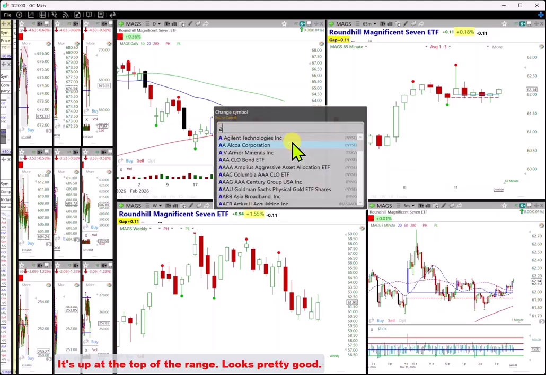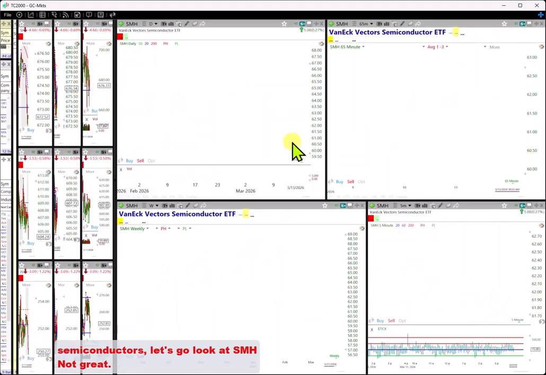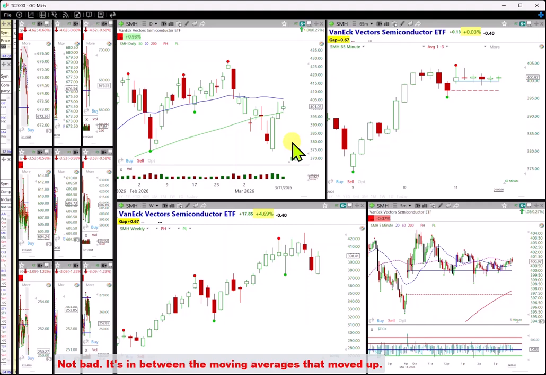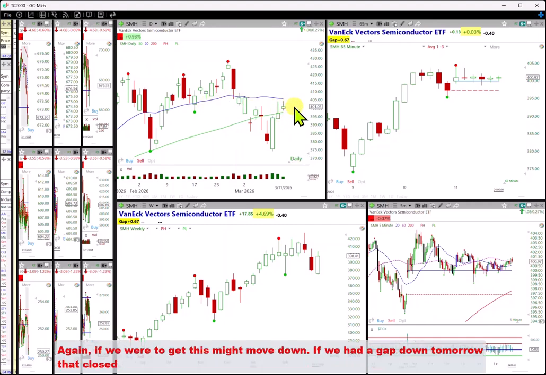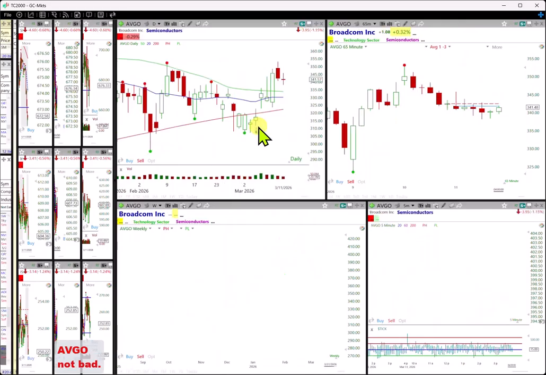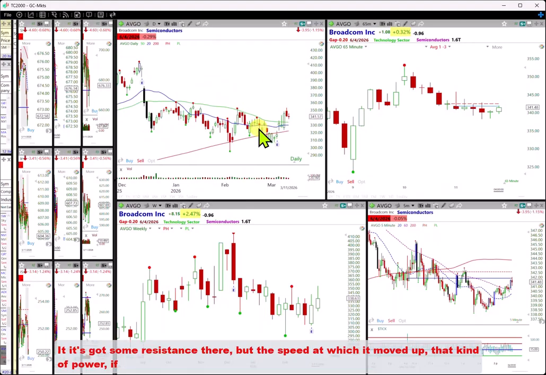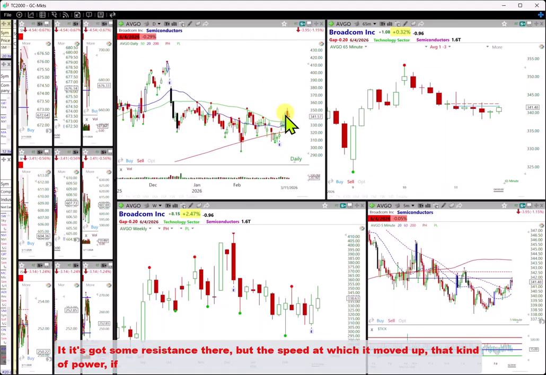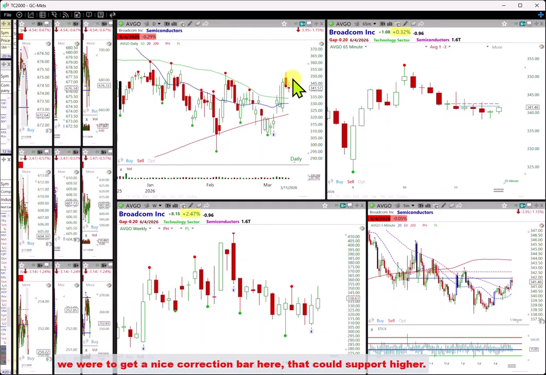Looks pretty good. Semiconductors, let's go look at SMH. Not great, not bad. It's in between the moving averages that moved up. Again, if we were to get, this might move down. If we had a gap down tomorrow that closed strong, that would be information that would support higher. You can see the 65-minute just marking time, doing absolutely nothing. AVGO, not bad. It's got some resistance there, but the speed at which it moved up, that kind of power, if we were to get a nice correction bar here, that could support higher.